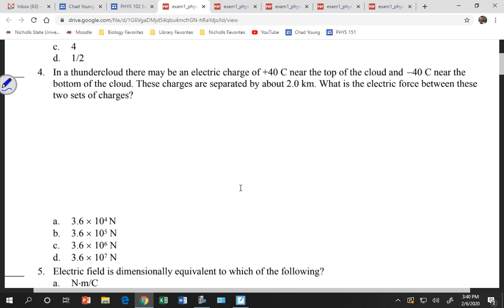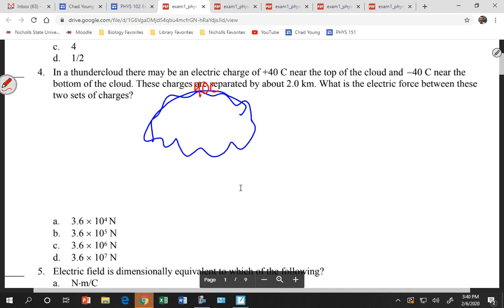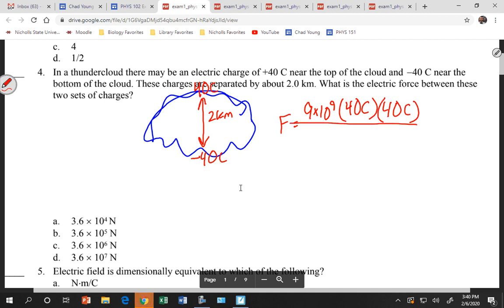Okay, so this is a Coulomb's law problem, right? Except it's in the context of a thundercloud, where you have this cloud. This is a cloud, y'all. And I have 40 coulombs at the top, minus 40 coulombs at the bottom, and they're separated by a distance of 2 kilometers. So to find that force, I would say 9 times 10 to the 9th times 40 coulombs, divided by 2,000 meters squared.